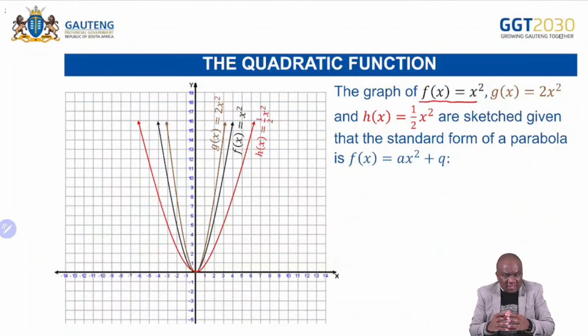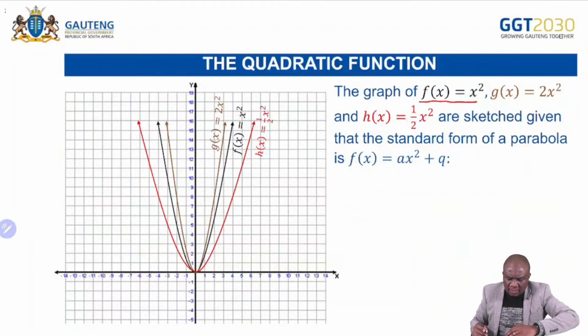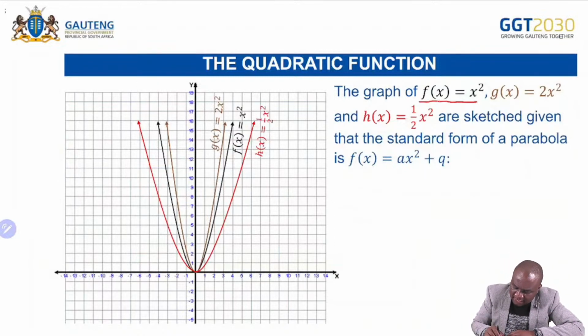What happens to f of x to give us g of x? What happens to f of x to give us h of x? So the graph of f of x is equal to x squared, g of x is equal to 2x squared, and h of x is equal to half x squared, as sketched.